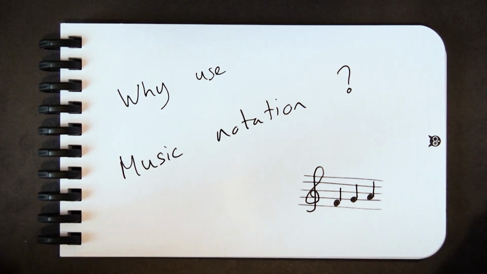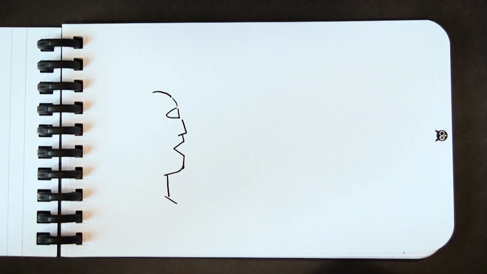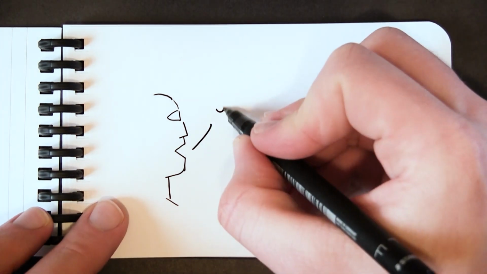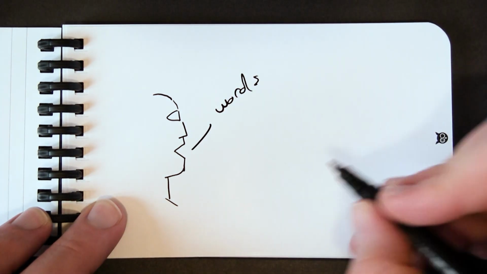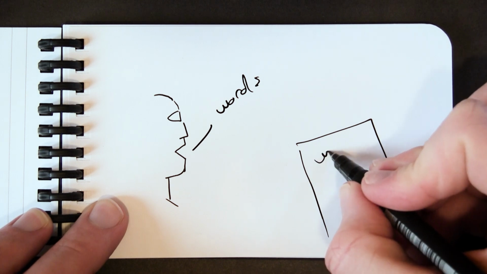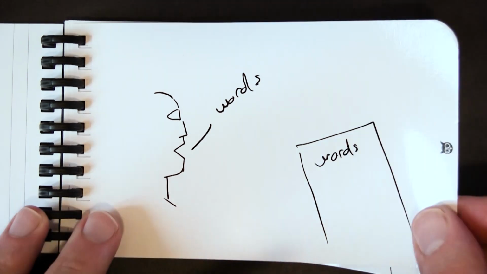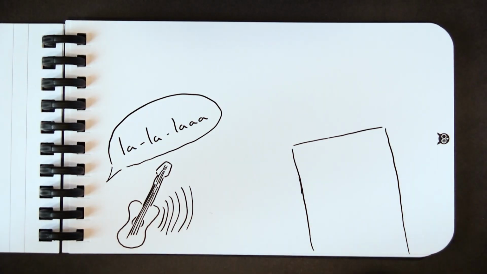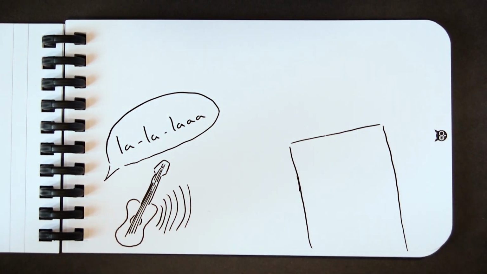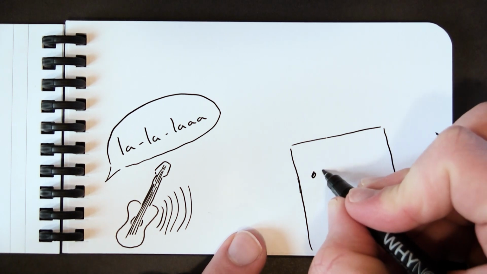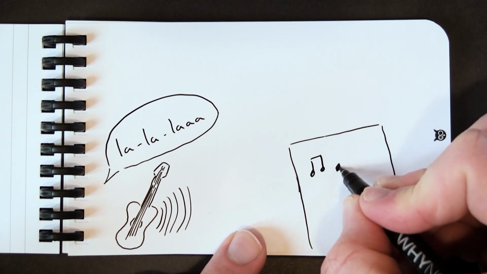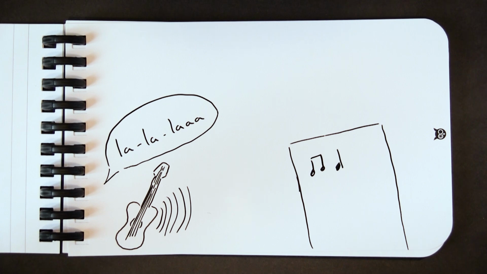Why use music notation? Since the beginning of time, we've been using words to communicate, and at some point we figured it was a good thing to write things down for the sake of clarity and also to pass things down to the next generation. The same can be said about music. Just like we like to sing and play our instruments, it can be helpful sometimes to write things down on paper or any other format.